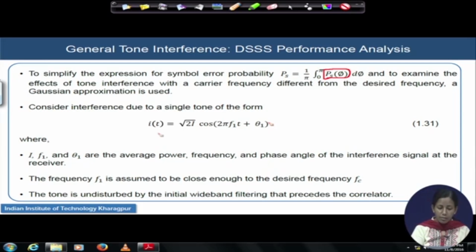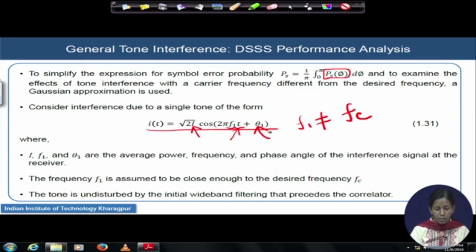This is the new interfering signal of our consideration, given by equation 1.31. Like the earlier case, I will be the average jamming power. Remember, now the signal is transmitted by the jammer at f1, and f1 is not equal to my intended signal frequency fc, and theta 1 is the corresponding phase of this jamming signal.